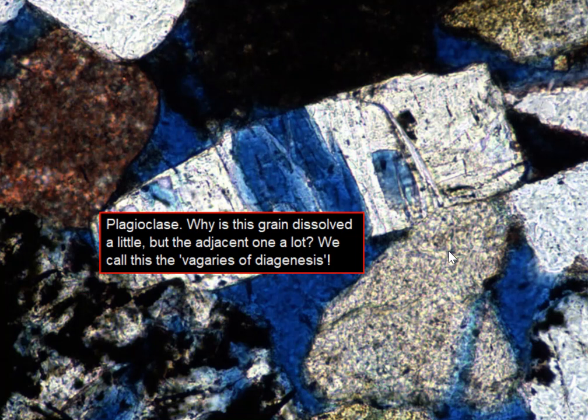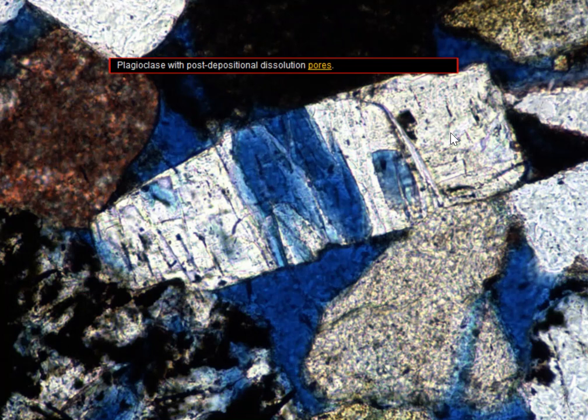Plagioclase. This is where they would have used the electron microscope to confirm this. This is a plagioclase. This plagioclase is pretty intact. We have a little bit of dissolution here and maybe a little bit here, but we're contrasting that with what's in the center of the diagram.